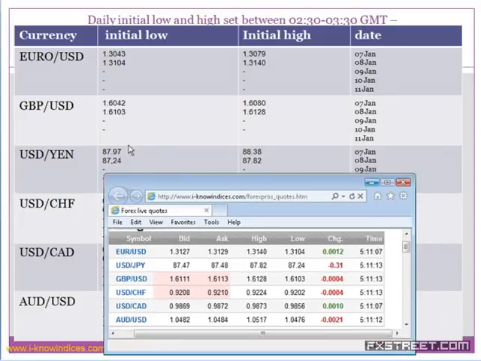Then in the case of yen, yesterday they were holding around the 88 level. 88.38 was the high, and then 88.97 was the initial low, and today the initial high is less than yesterday's initial low.